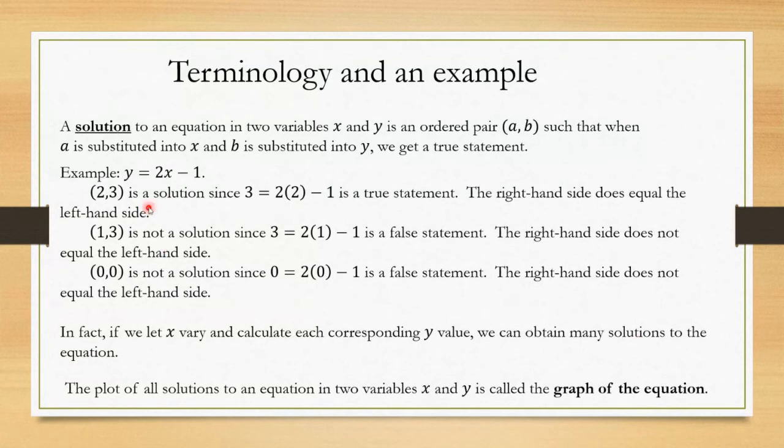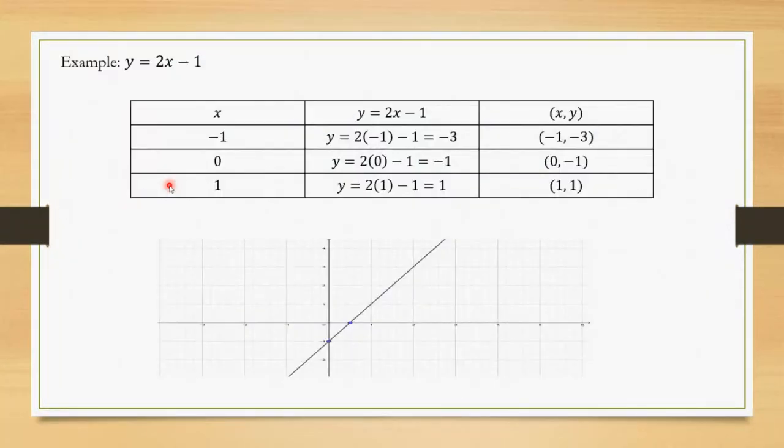And then, if you were to plot all the solutions to an equation like this in 2 variables, you would get the graph of the equation. So the plot of all solutions to an equation in 2 variables is called the graph of the equation. So when they're saying sketch the graph of an equation, what you're actually doing is plotting all the solutions to it. Now, how do you actually do that, though?